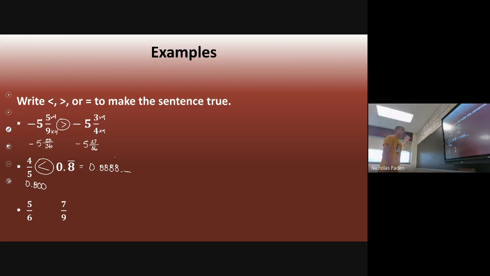Okay, and then the last one there, 5 over 6 and 7 over 9, get a common denominator. For 6 and 9, it doesn't matter. You could use 54. 6 times 9, 9 times 6. You could also have done 18 as well. Okay, let's just do 6 times 9 and 9 times 6. You're going to get the same answer regardless of what common denominator you used, as long as you multiply correctly. So 5 over 6 is 45 over 54. 7 over 9 is 42 over 54, which means 5/6 is greater than 7/9.